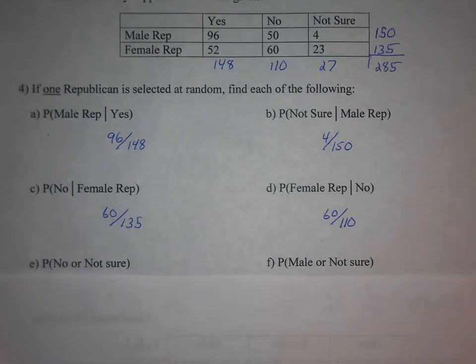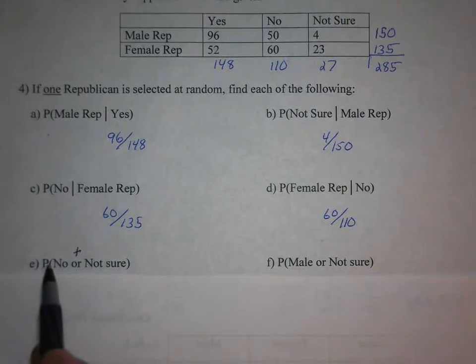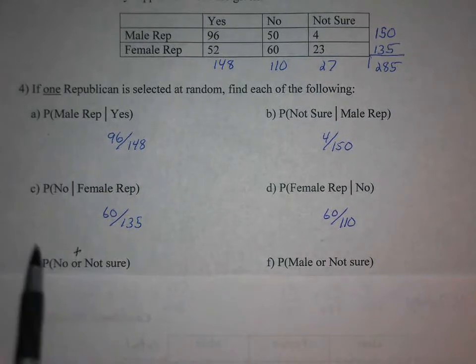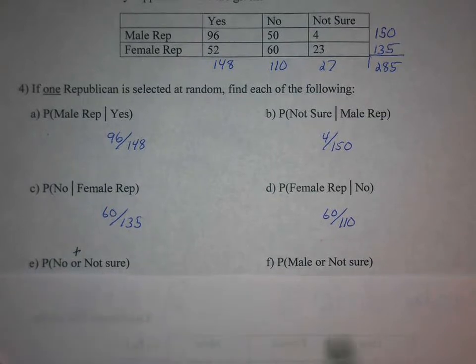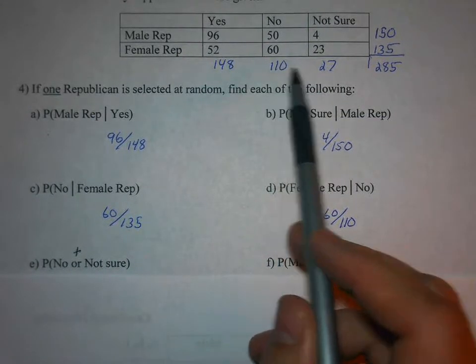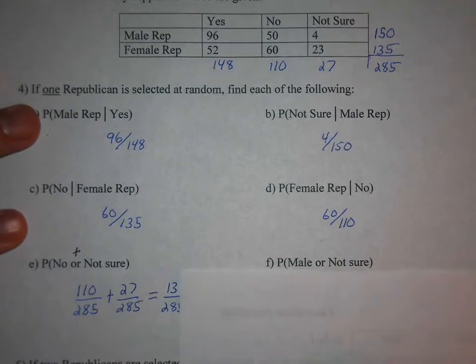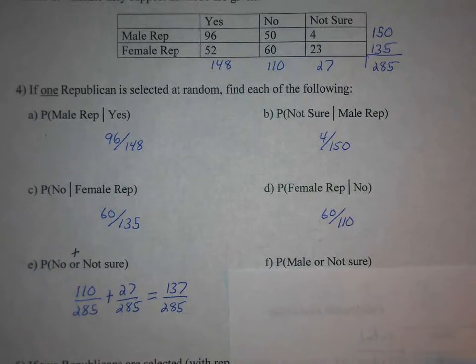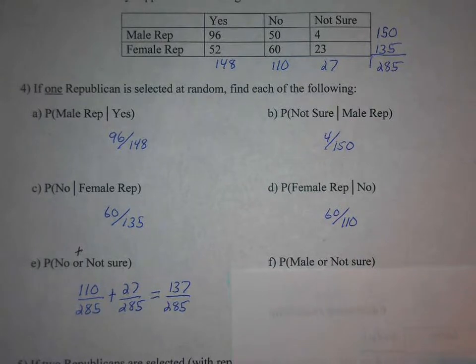Okay, the probability they said no or they're not sure. This is an or, that means you're going to add the probabilities. Remember, we're only choosing one, so the one person you chose could have said no or not sure. There are 110 no's and 27 not sure, so you take the sum of those to get 137 out of the 285.